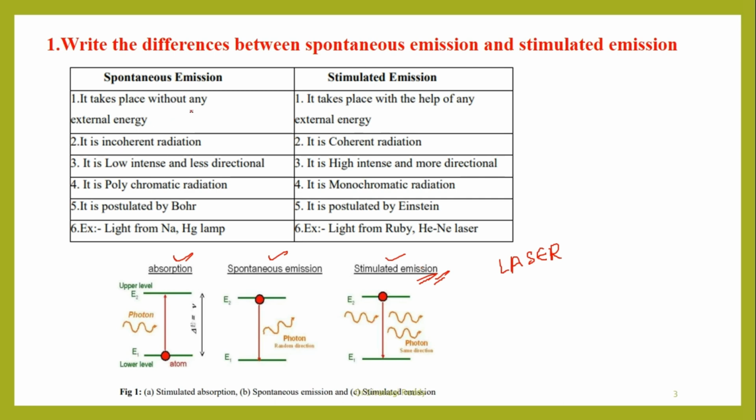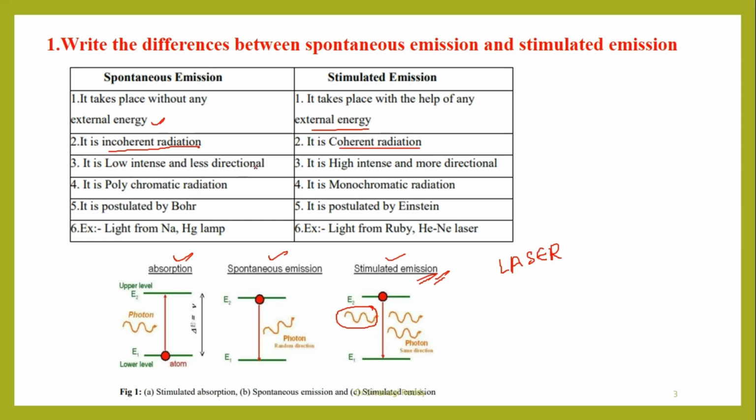Now we will see what is the difference between spontaneous emission and stimulated emission. Spontaneous emission takes place without any external energy. Stimulated emission takes place with the help of external energy. So whenever external energy comes, then only it will come to the ground state. Spontaneous emission is an incoherent radiation. Randomly it will come to the ground state and emit different types of photons having different nature. Whereas stimulated emission is a coherent radiation, it will have the same phase and same wavelength, all properties almost the same.